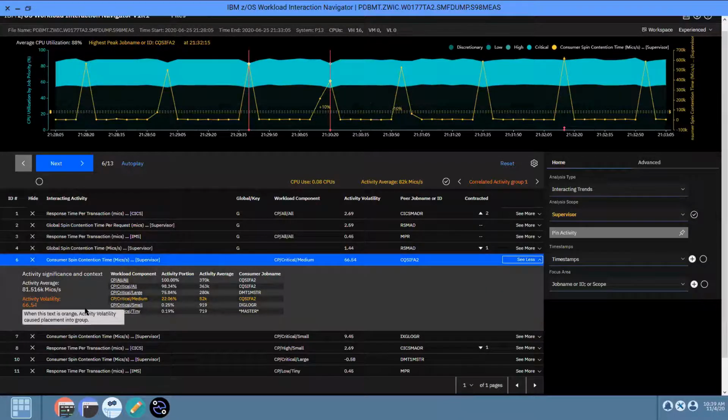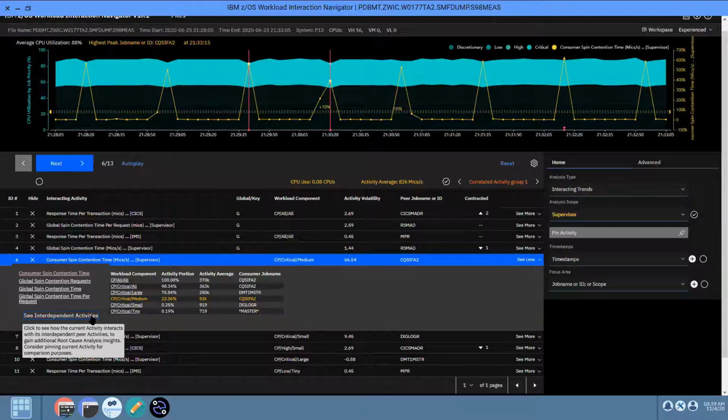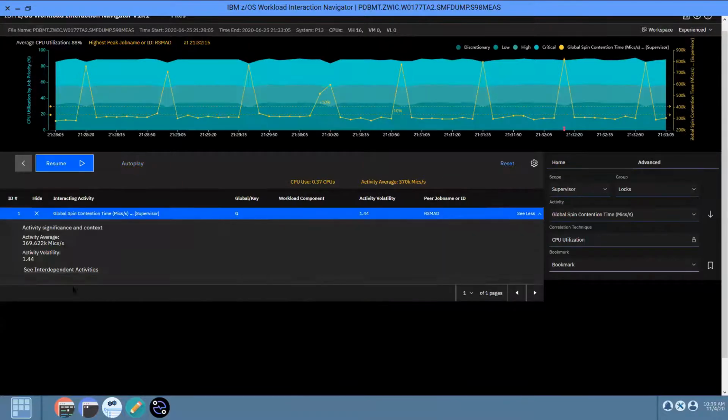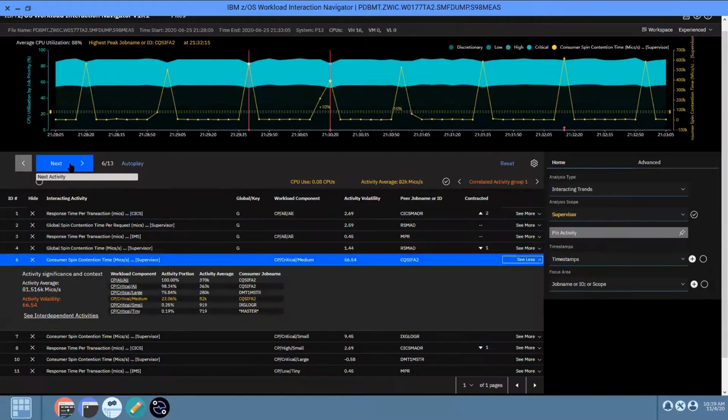There are ways that you can manually navigate data as well. I was doing some of the highlights about how you can get to other related activities. The interdependent activities, you can also pop up and say, well, the consumer spin contention time is related to global spin contention time, and you can click on one of those activities and jump to that if you want to see related activities. So the navigator has a lot of easy navigation to be able to get to other activities that are related.